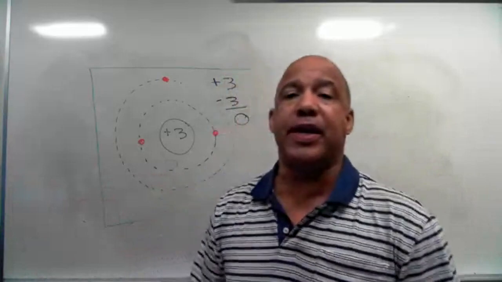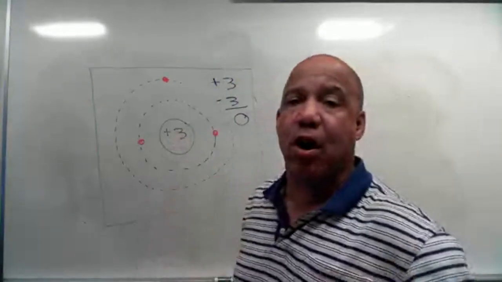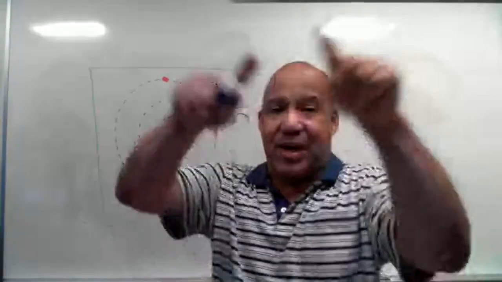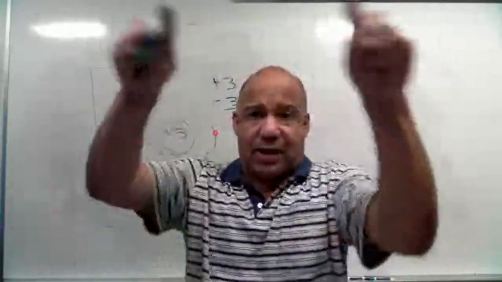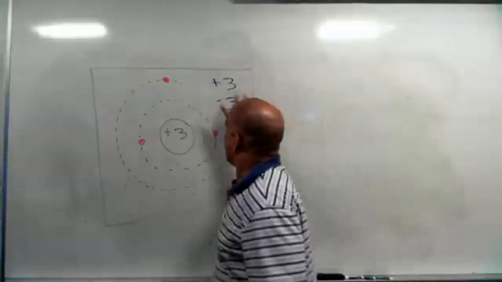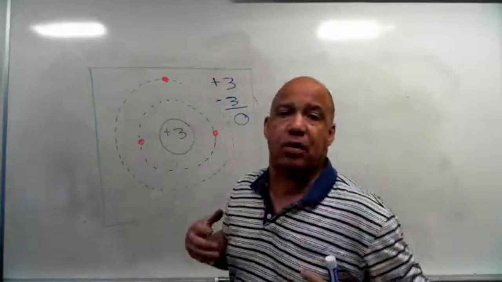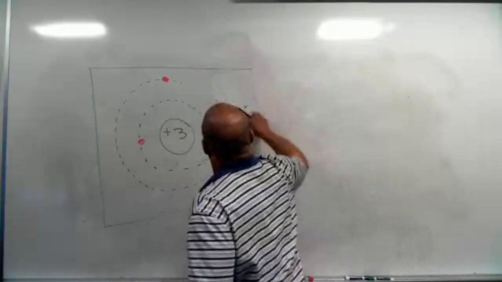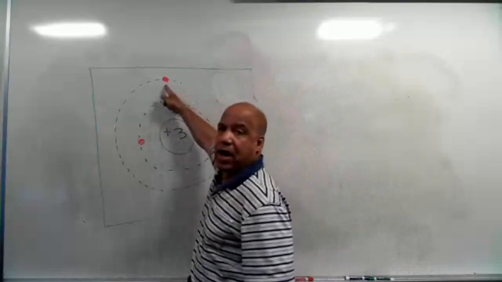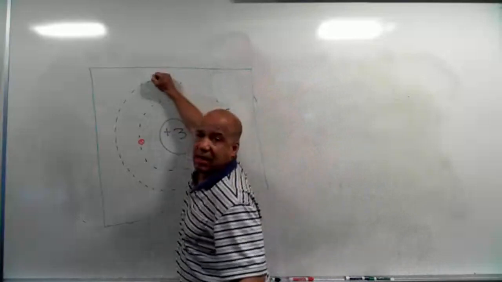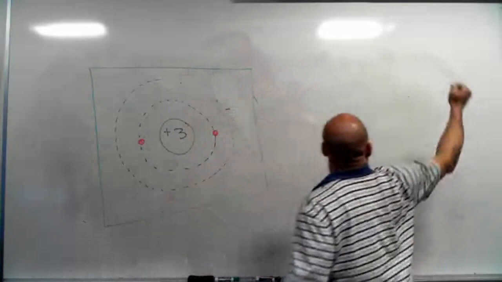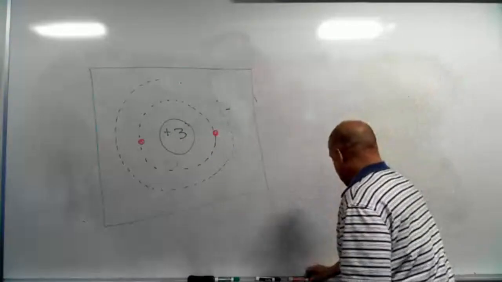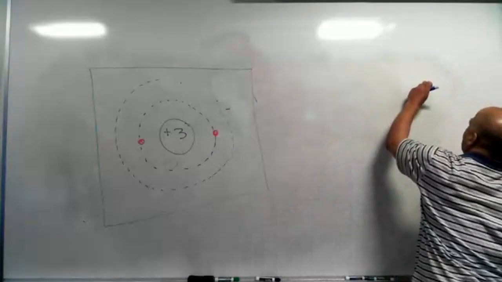Now what I want to do is charge. When you charge an object, we have to talk about the area around the object. So I want to charge this area around the object. Here's how I'm going to do it. See this electron? I'm going to take that electron off the atom. I'm going to put it somewhere else in the universe. Stick it over here.